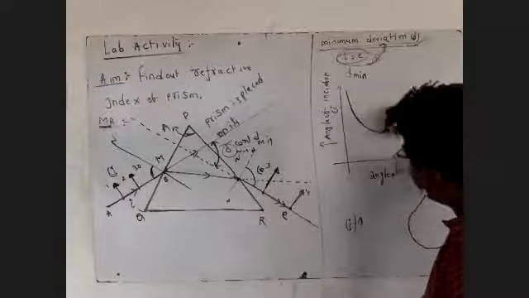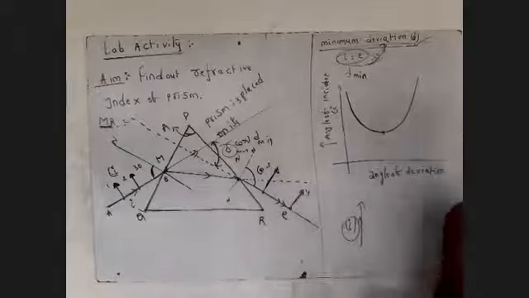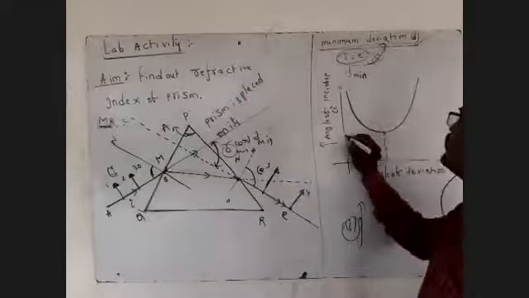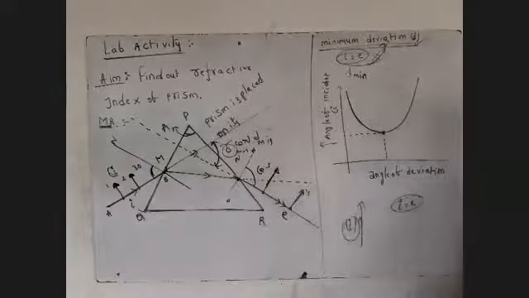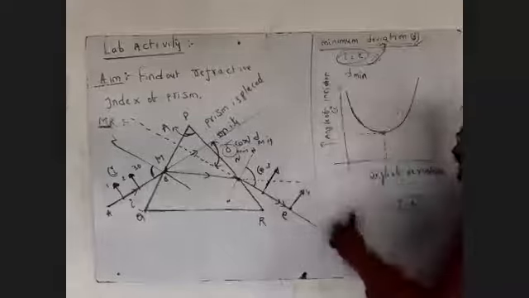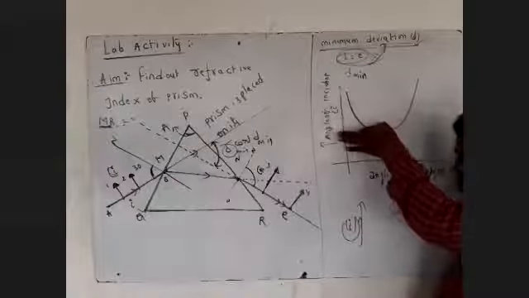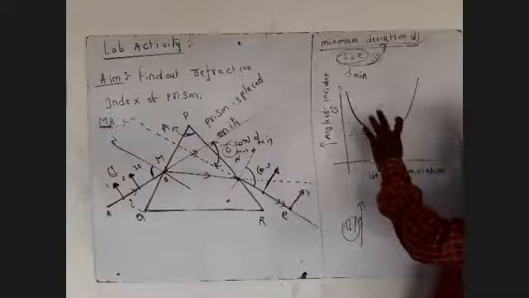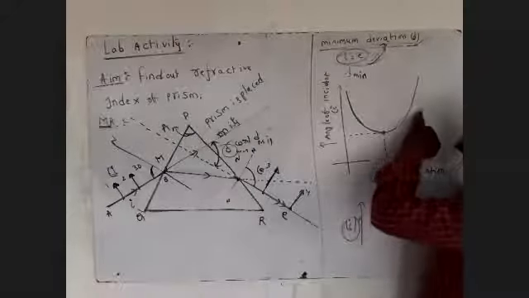It reaches the minimum value, the minimum deviation. After that, as the angle of incident ray goes on increasing, the angle of deviation also goes on increasing. At one particular value, angle I is equal to angle E, and at this place we are getting minimum deviation.